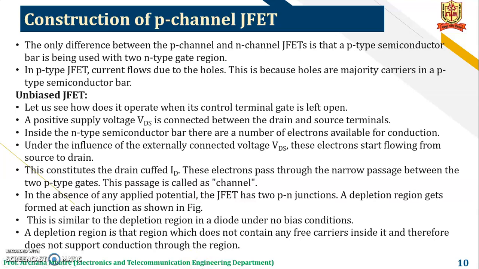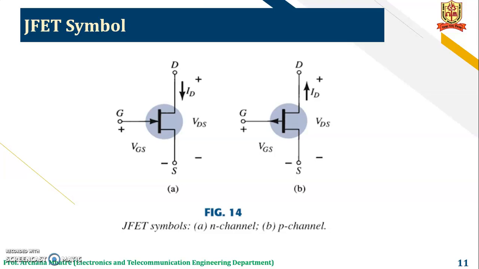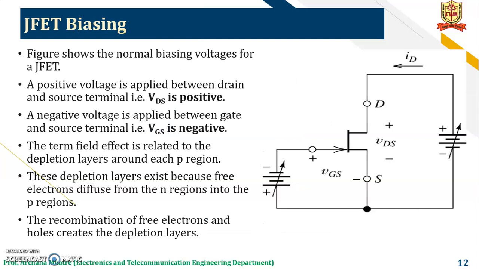In the absence of an applied potential, the JFET has two PN junction depletion regions formed at each gate junction, as shown in the figure. Now these are the symbols of the N-channel and P-channel JFET. Next, we will see JFET biasing.